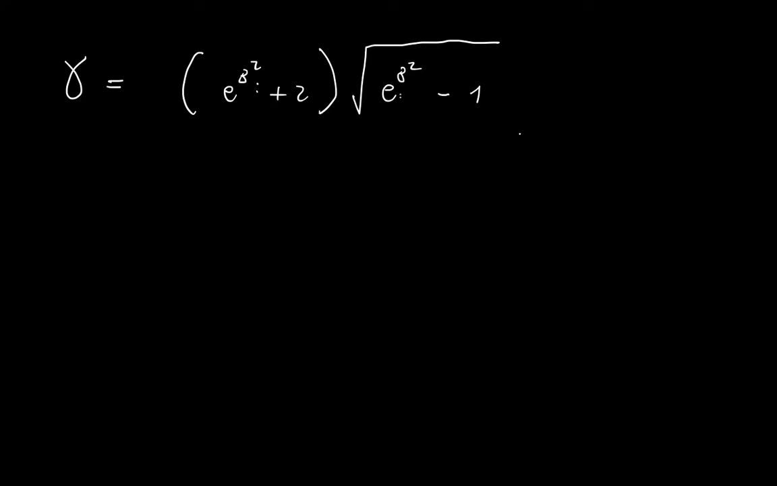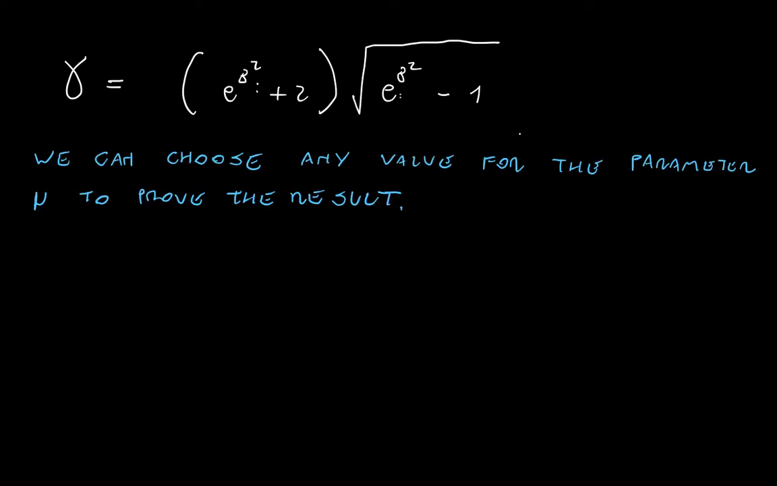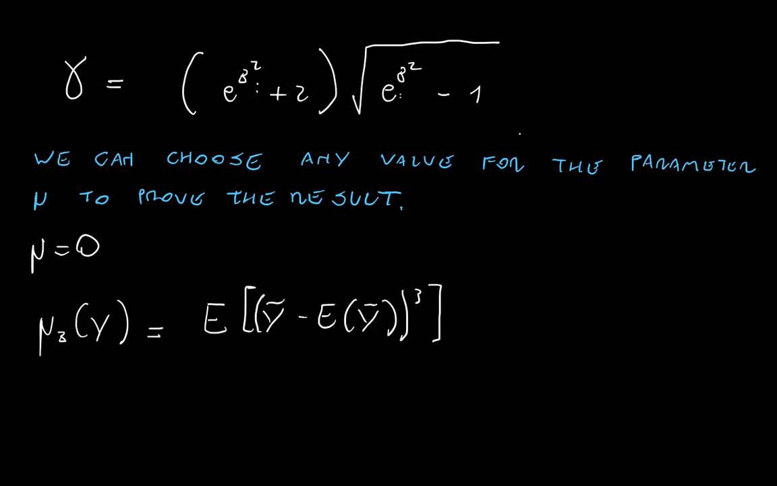This is the formula for the skewness of the log-normal distribution, and we can see that it does not depend on the parameter mu. Therefore, what we are going to do in the next slide is to choose a suitable value for the parameter mu in order to prove this result more easily. And therefore we will choose the simplest value possible, mu equal to 0.